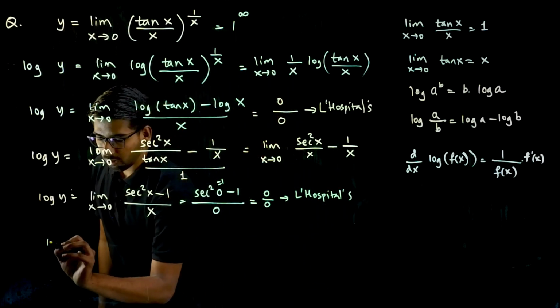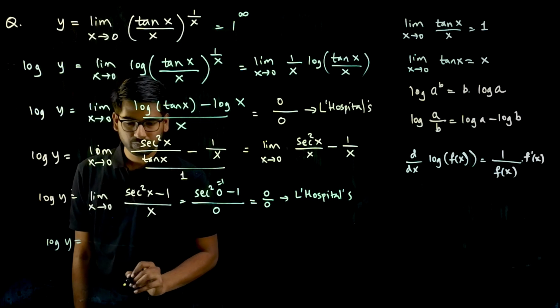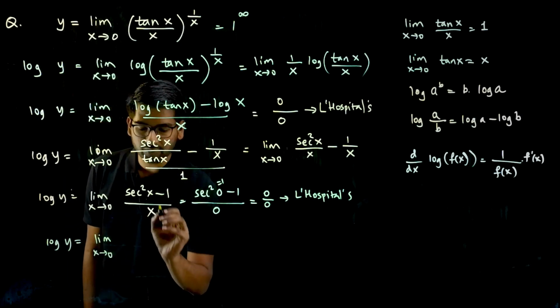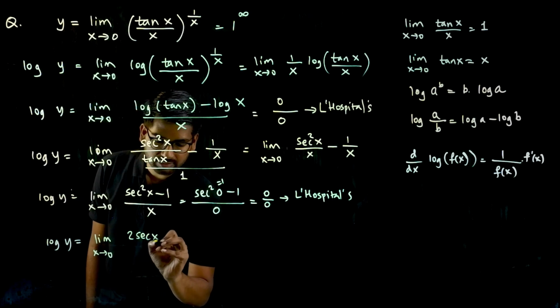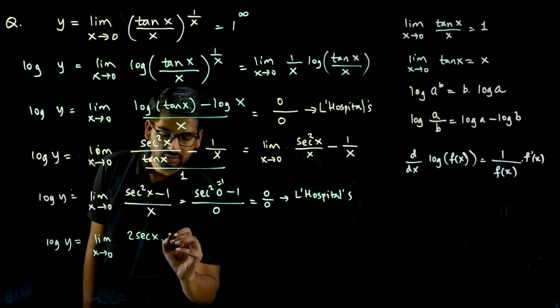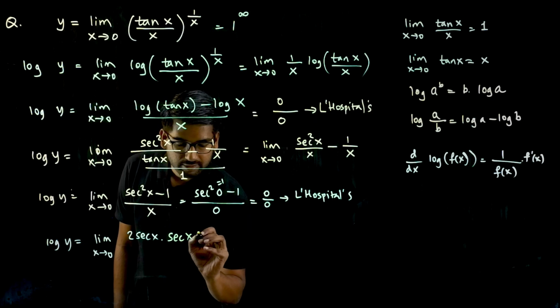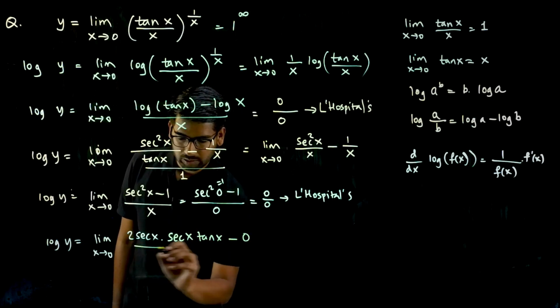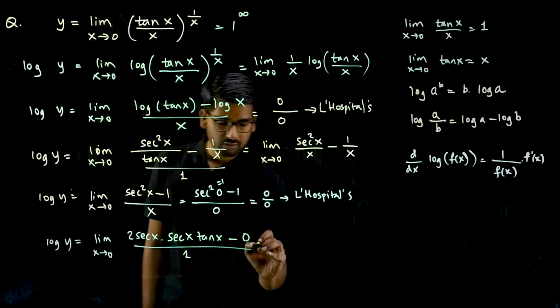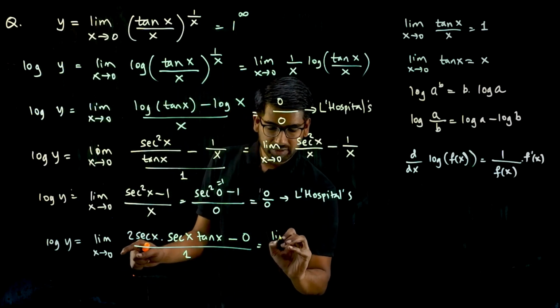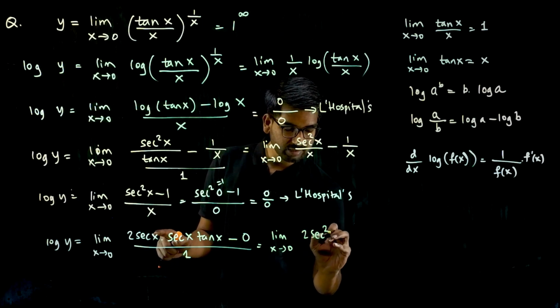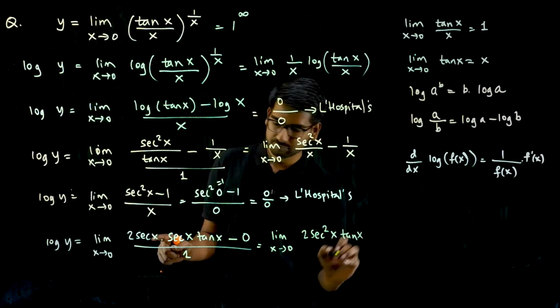So again, log y is equal to the limit x tends to 0. What is the differentiation of secant square x? It is 2 times secant x, and the differentiation of secant x is secant x tan x. Minus the differentiation of 1, which is 0, divided by the differentiation of x, which is 1. So this is nothing but the limit x tends to 0 of 2 secant square x tan x.